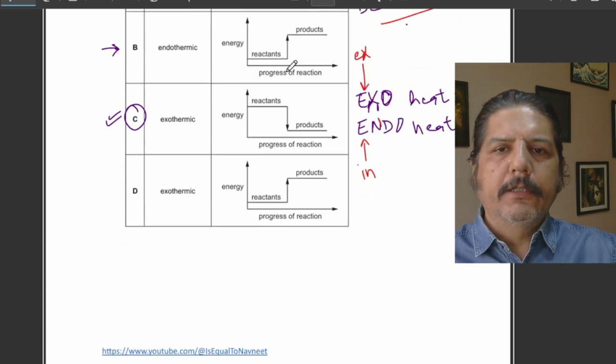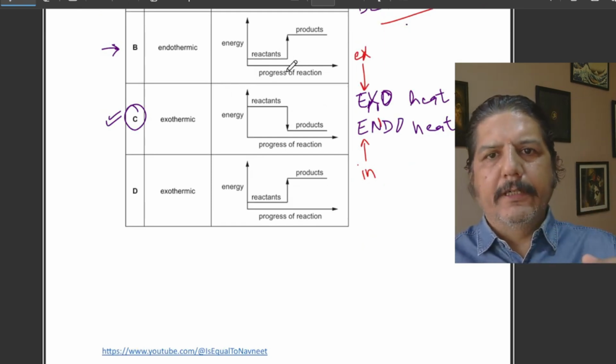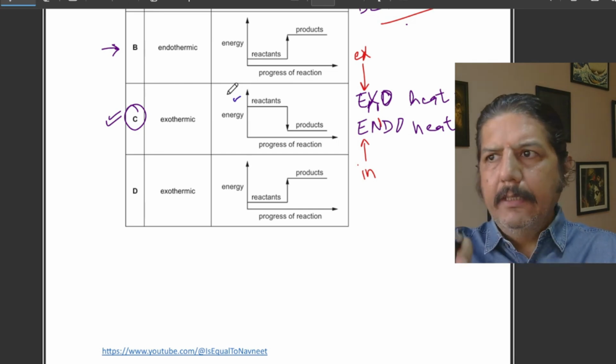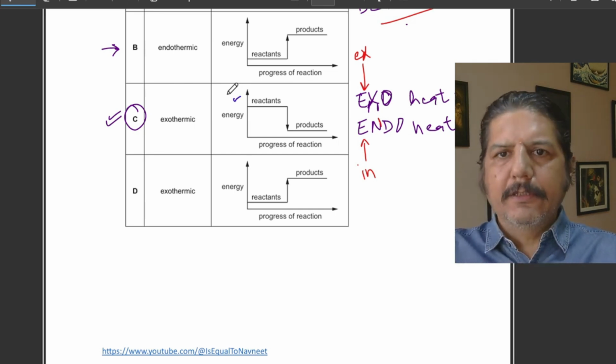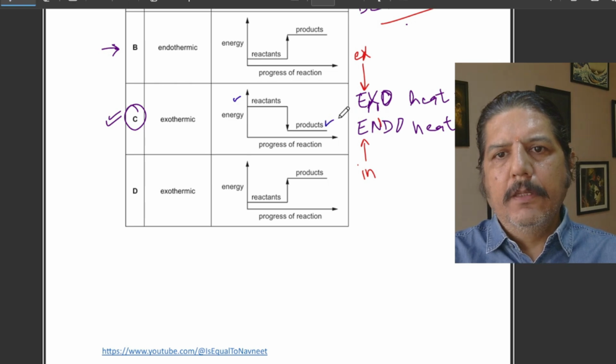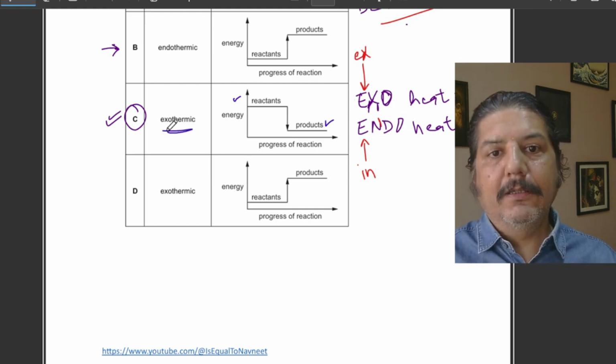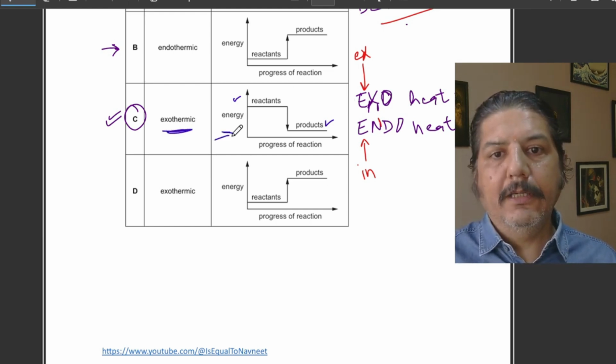So we started with some bond energy of the reactants, and because heat has been given out, heat has exited the system. So that is why the energy of the product is less. That is why this is the graph which will represent the exothermic reaction.